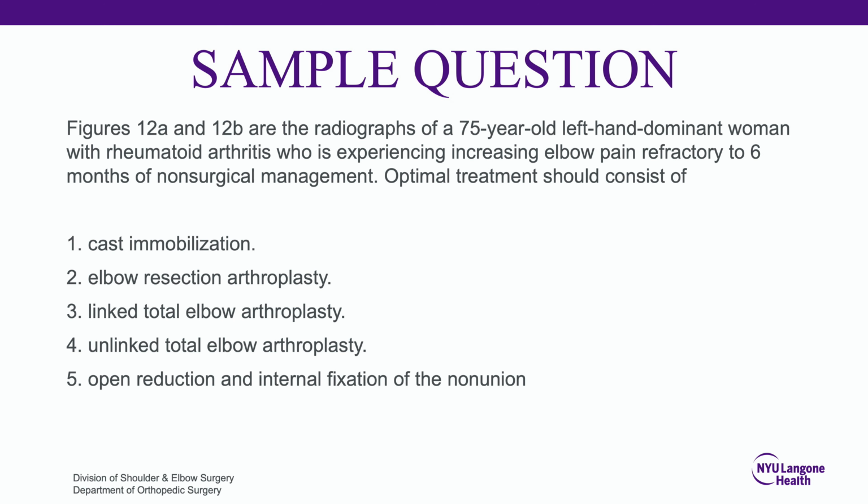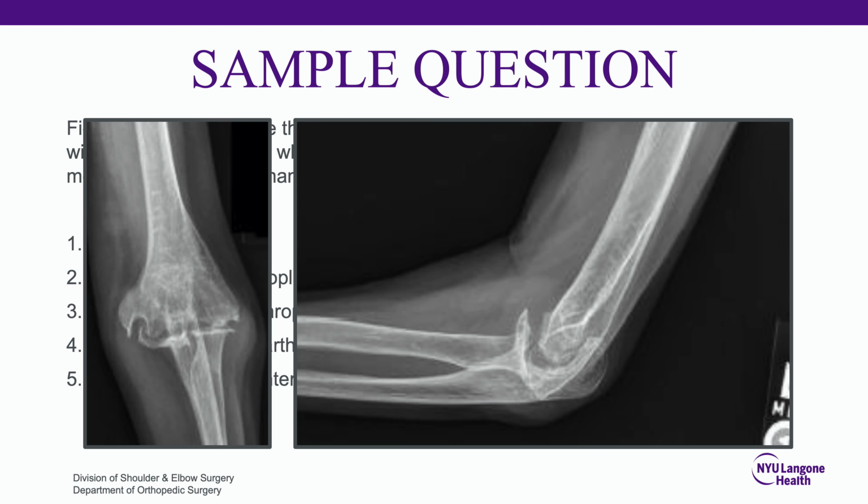So this is what the prosthesis looks like. The patients have done well. So, sample question on this one. Figures show radiographs of a 75-year-old woman with rheumatoid arthritis who is experiencing pain that's refractory to treatment for 6 months. Optimal treatments include, okay, the x-rays look like this.